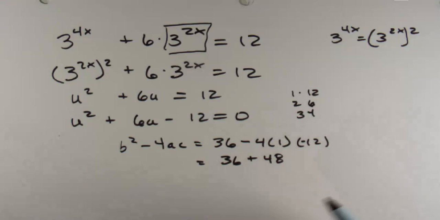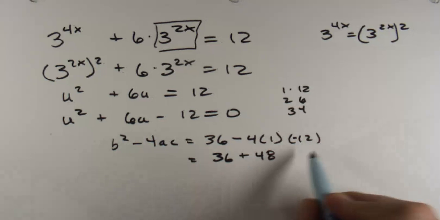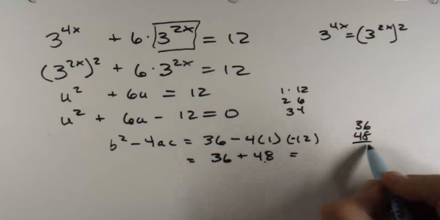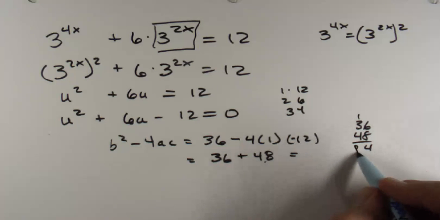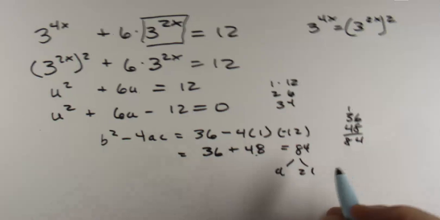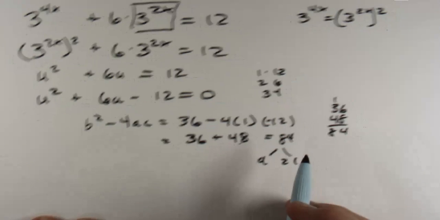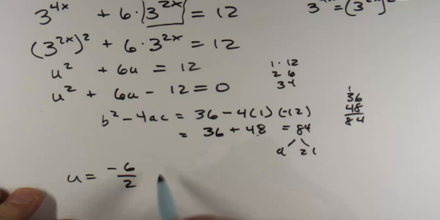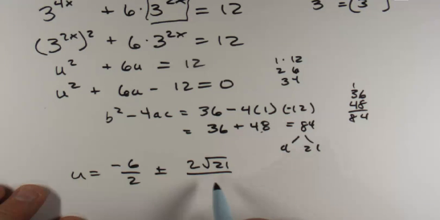That means I'm going to get two solutions for the auxiliary equation, but I have to be careful. Let's see, that's 70. I can't add this morning, so let me redo that: 36 plus 48 is 84. So this is 84, and 84 I believe is 4 times 21. Now, u will be the opposite of b, minus 6, over 2a, which is 2, plus or minus the square root of 84, but that's the square root of 4, which is 2, root 21, all over 2.